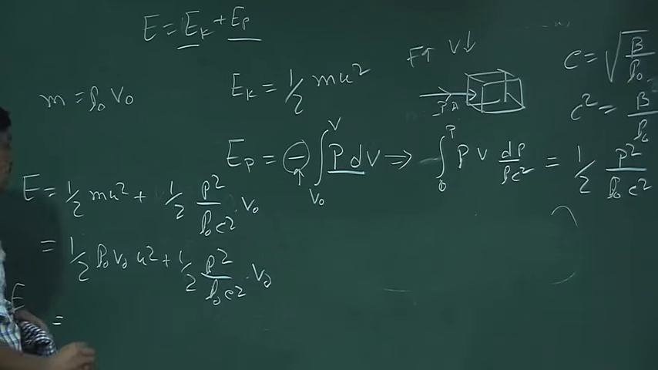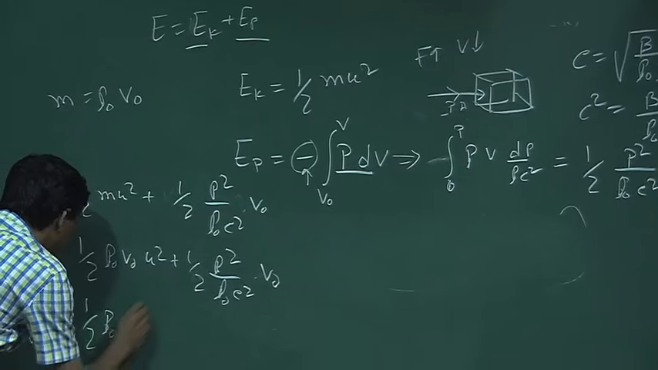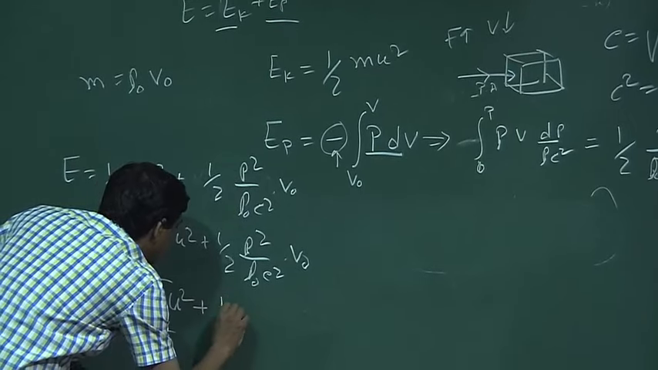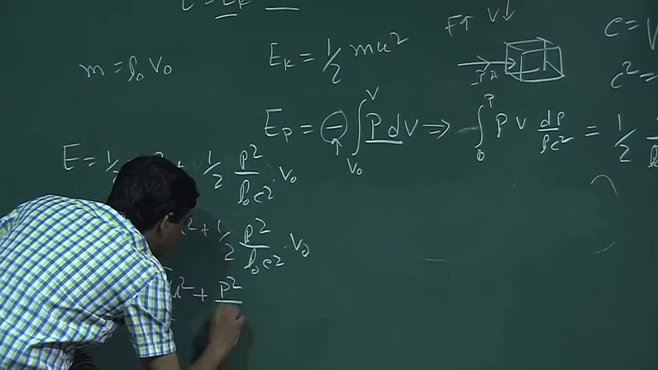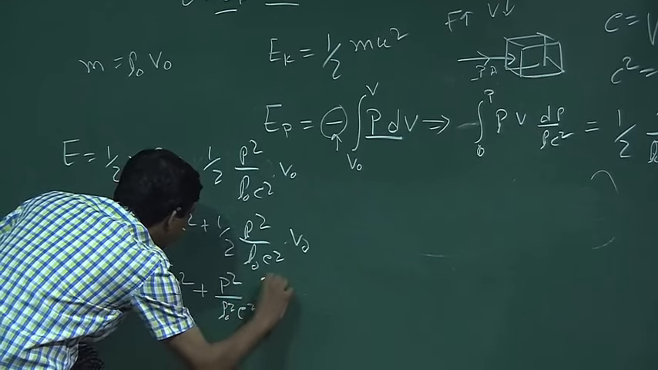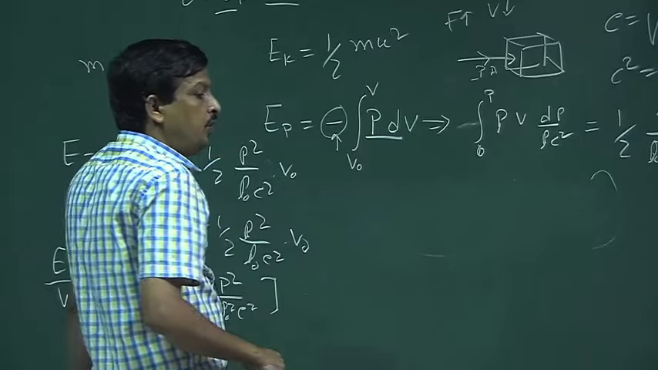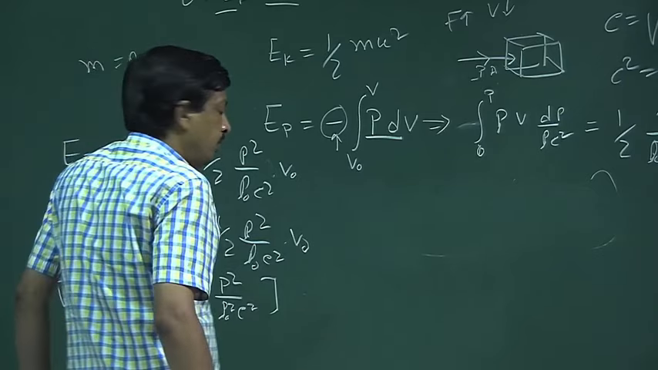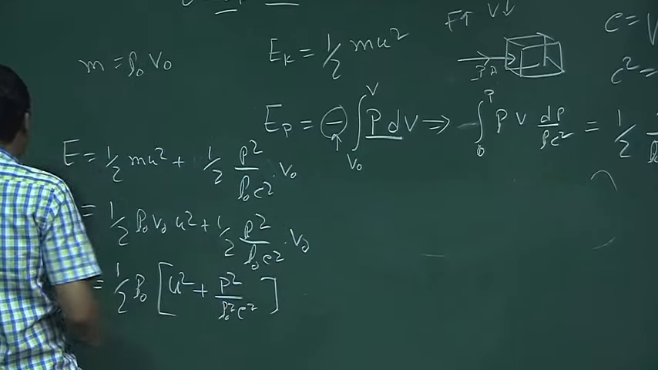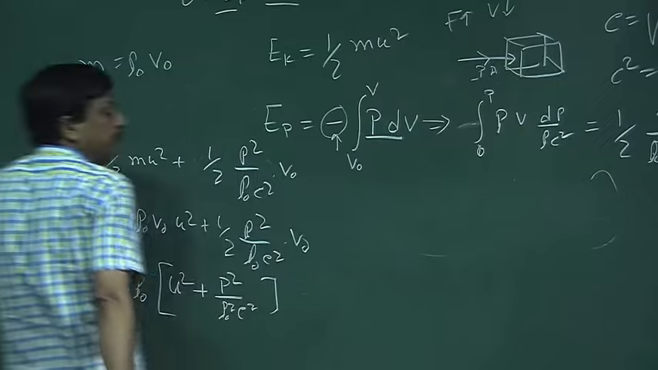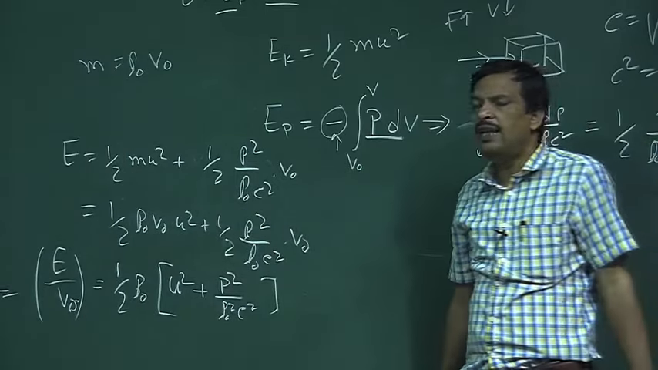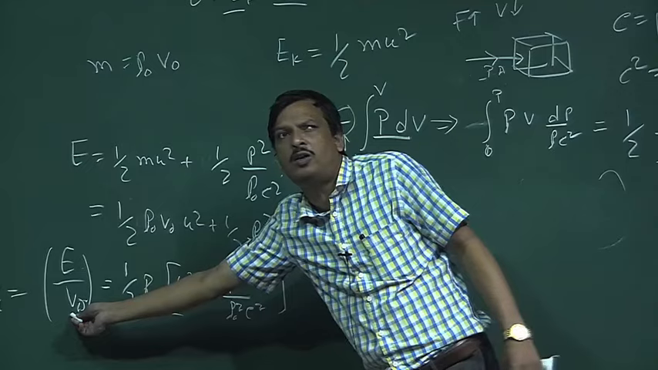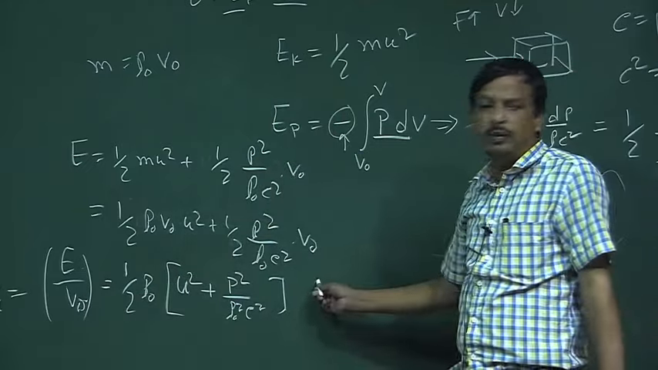So, I can say E by V 0 is nothing but half, let's take rho 0 this side. Okay. So, it is nothing but u square plus p square by rho 0 square c square. Okay. So, this is the E by V 0. What is E by V 0? It is nothing but the energy density, the instantaneous energy density E I. This is the instantaneous energy. So, energy divided by the volume is nothing but instantaneous energy density, and its unit will be joule per meter cube.